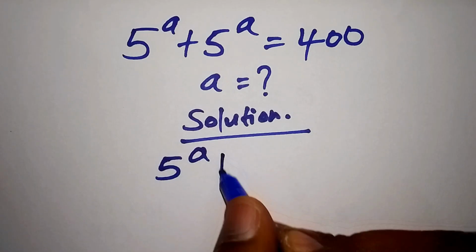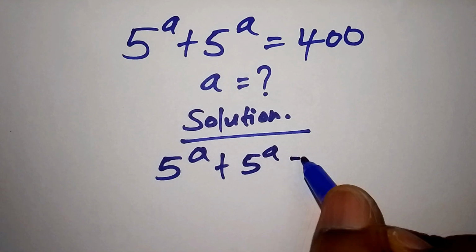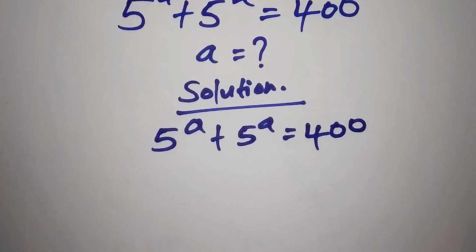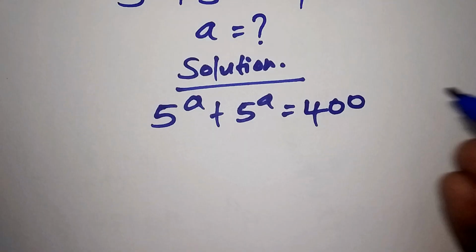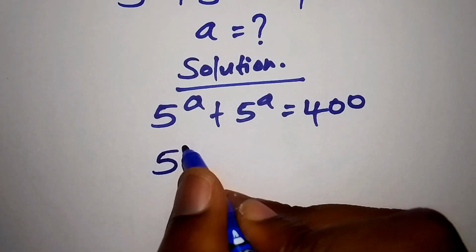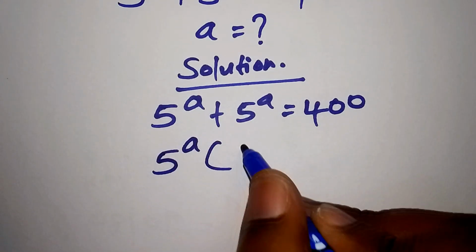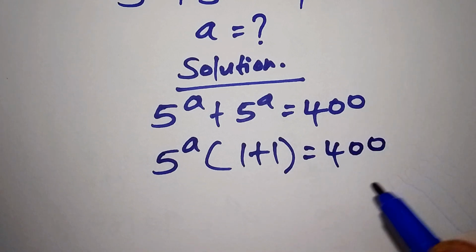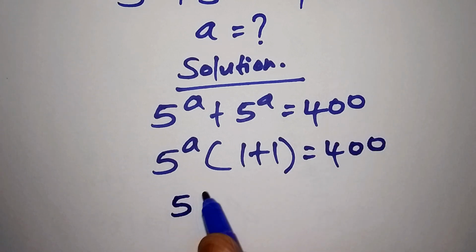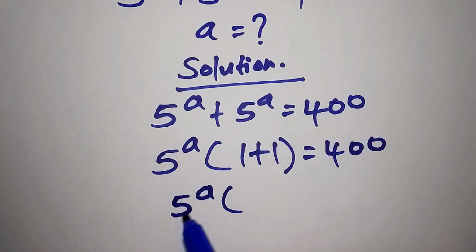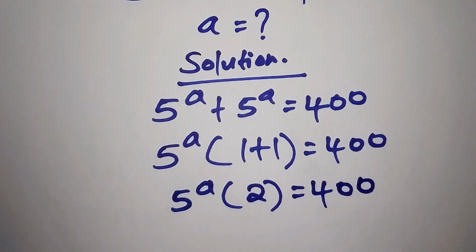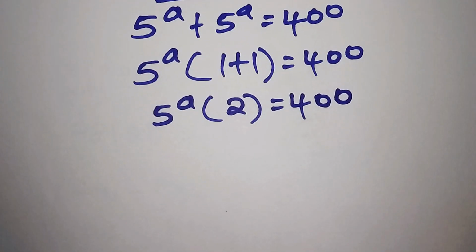So now we have 5 to the power of a plus 5 to the power of a is equal to 400. The first thing we need to do is factorize 5 to the power of a plus 5 to the power of a. So we have 5 to the power of a into bracket 1 plus 1 is equal to 400. Let's work out the number inside the bracket: 5 to the power of a into bracket 1 plus 1 is 2, is equal to 400.